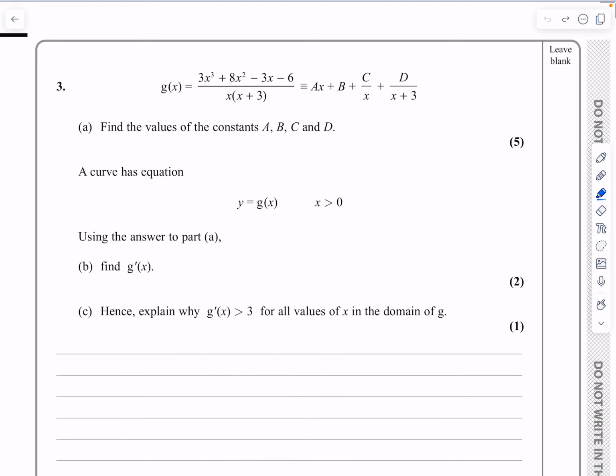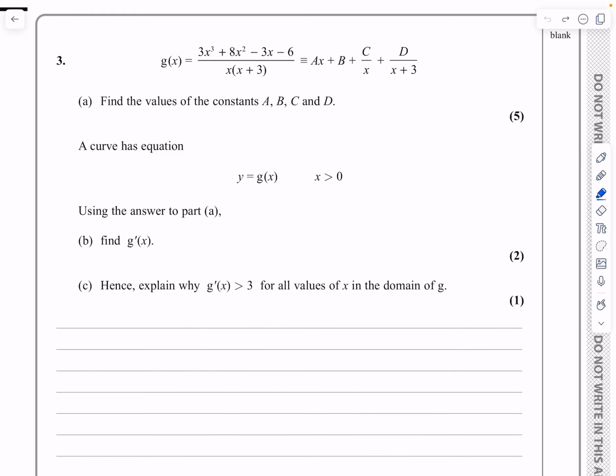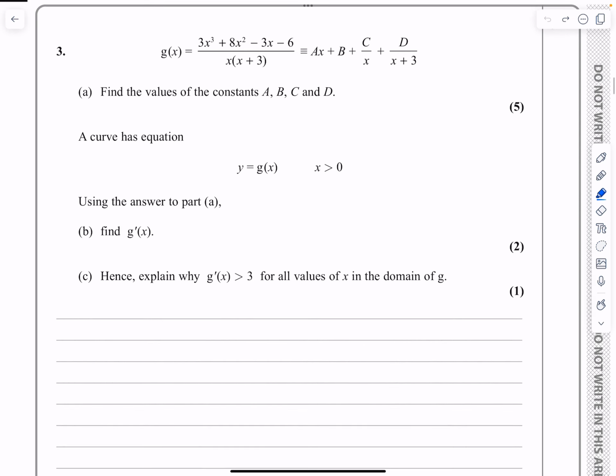Okay, this is the P4 paper from October 2021. Question number 3. There's a little bit of partial fractions in here. There's some differentiation in here, but it's quite an unusual question. Let's make a start on it.